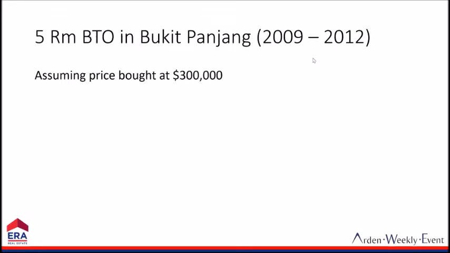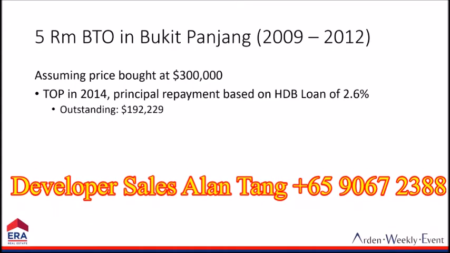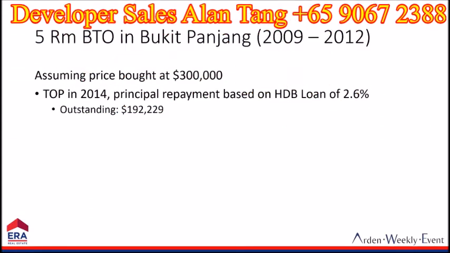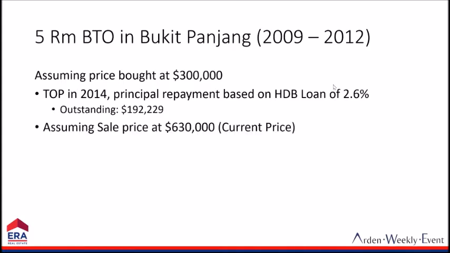Okay, ballpark 300,000. So let's say same thing, TOP in 2014, same example of 10% down payment with 2.6% interest over these few years. The outstanding will be 192,229. Now, if you go and do your own research, you will see the 5-room flats there selling at about 600 plus thousand, anything from 600 plus all the way to high 600s, 700 also have.